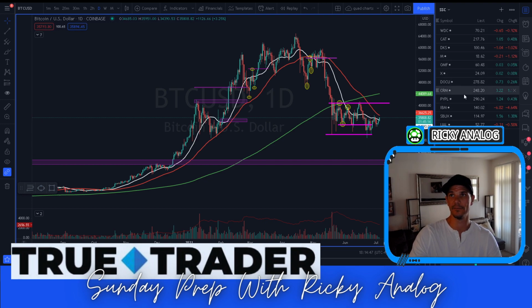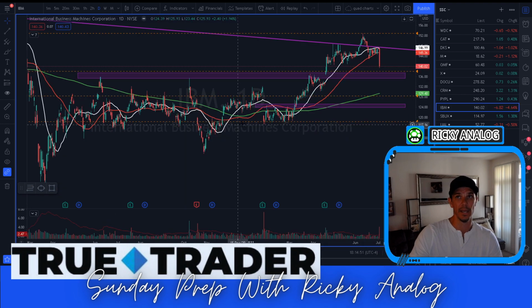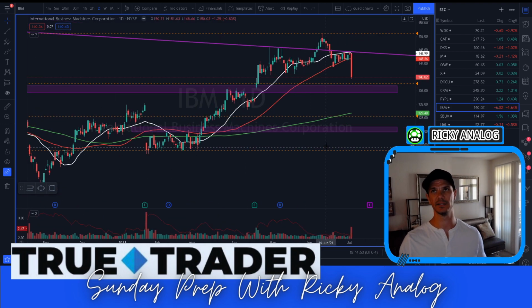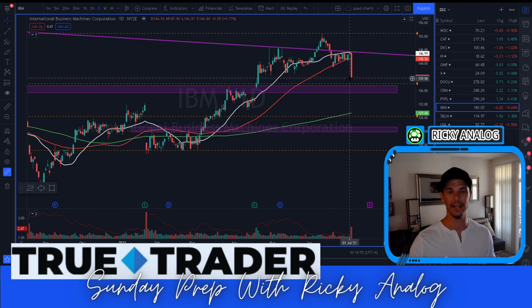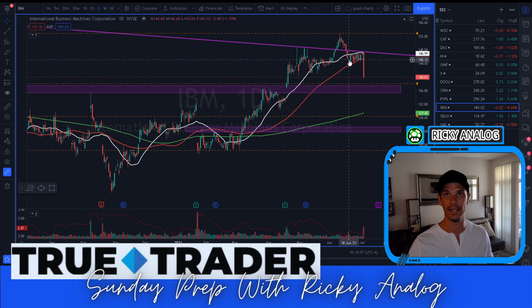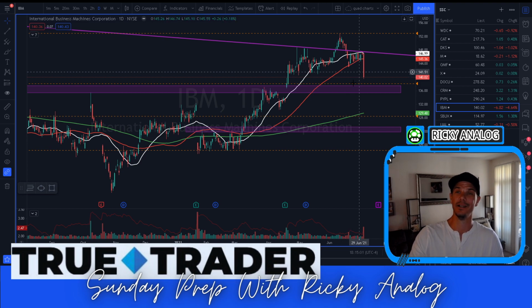The first idea for this week particularly is the IBM idea. And I know as soon as you see this chart, you probably think to yourself, how is that daily candle on Friday put a name like this on the strong stocks looking for continuation chart?